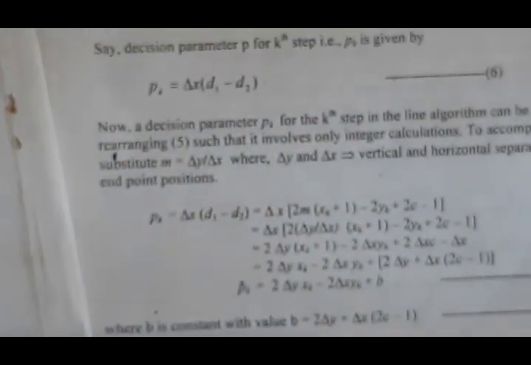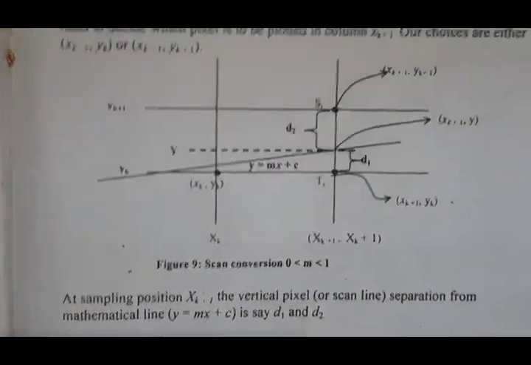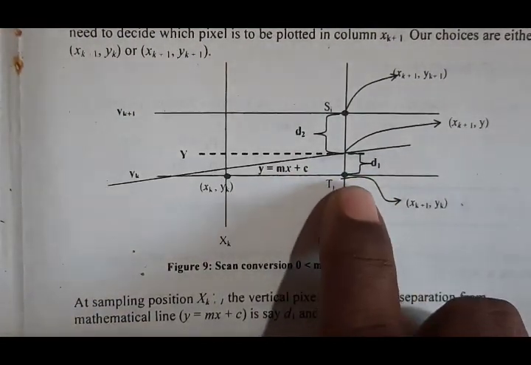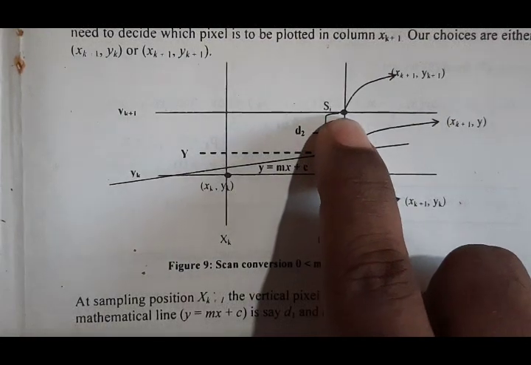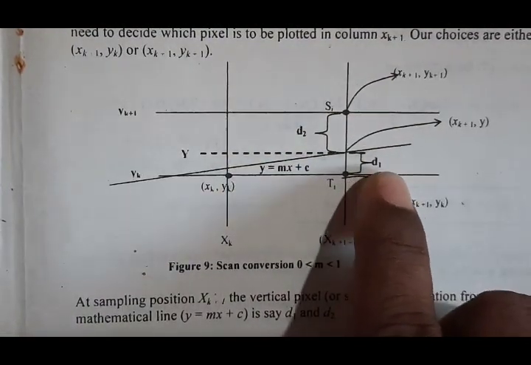So by using some decision parameter we can identify which pixel you have to take, whether you have to take this pixel t1 or this pixel s1. Clear, no? How to identify?